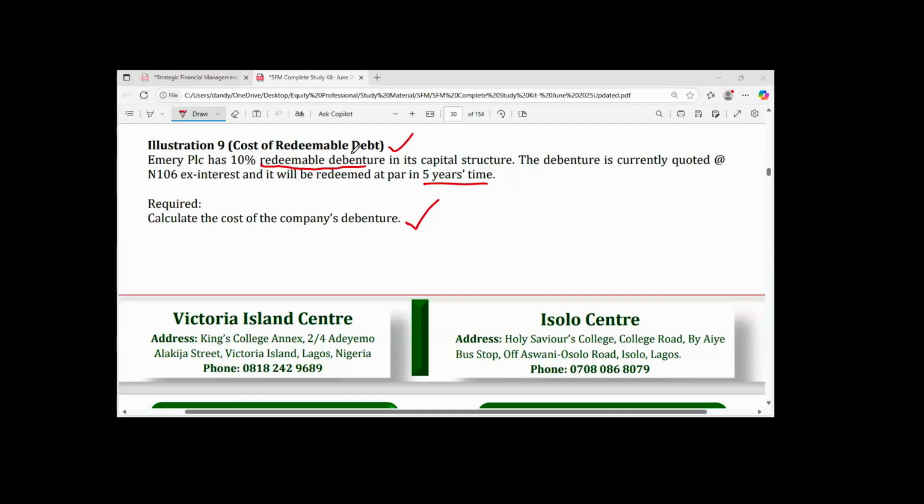I'm lost somewhere. You said a debenture will be redeemable if... I didn't get that, sir. I said the debenture will be redeemable if the redemption date or maturity date is given. Where maturity date is not given, you are going to treat it as cost of irredeemable debt. All right? Okay. So let's solve this quickly so that we can move to cost of convertible.